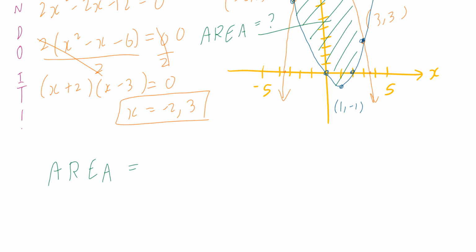Area equals the integration of, and again, you take the top minus the bottom. Top minus the bottom. I'll put this in brackets. You're going to take the antiderivative with respect to x, evaluate it from -2 to 3. Now, what is top? What is bottom?